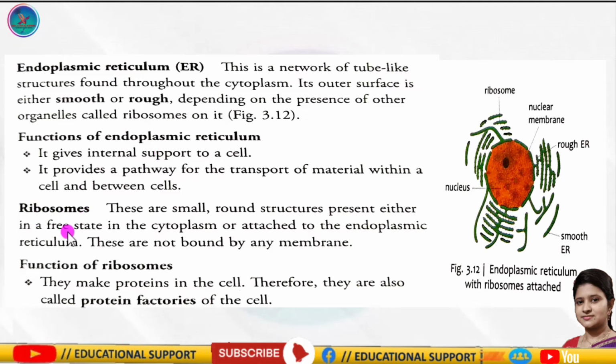Next are the ribosomes. What are ribosomes? Ribosomes are small round structures. Where are ribosomes present? Either in a free state in the cytoplasm or attached to the endoplasmic reticulum. You can see in figure 3.12. These are not bounded by any membrane. This line is very, very important. Please underline this line and remember it: ribosomes are not bounded by any membrane. The function of ribosomes is that they make proteins in the cell. Therefore, they are also called the protein factories of the cell. This line is very, very important. Who are called the protein factories and why?